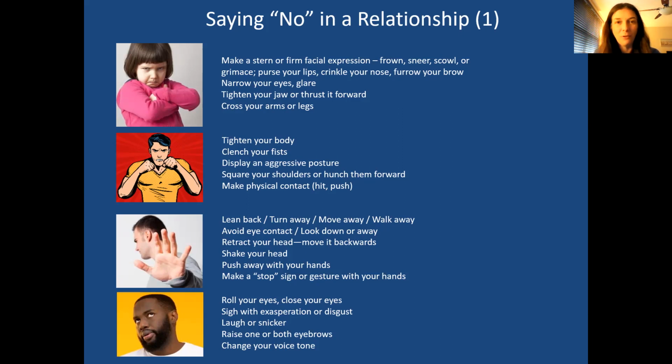Okay. Push away with your hands. You can use that gesture. Make a stop sign or gesture with your hands. Okay. Other times, this one's a little bit more on the sarcastic end, okay? Depending on who you're with, might be effective.